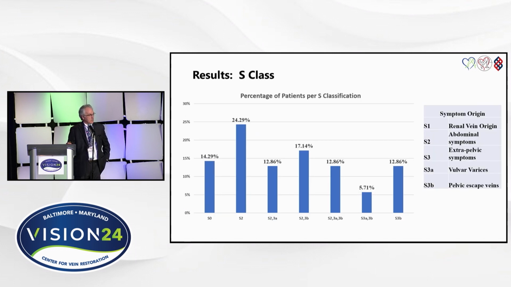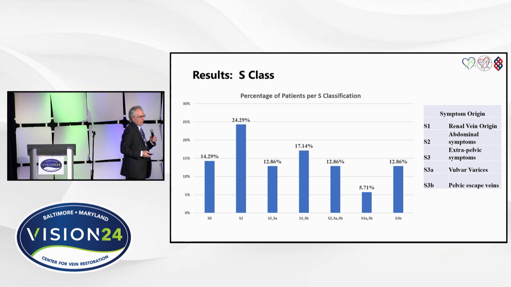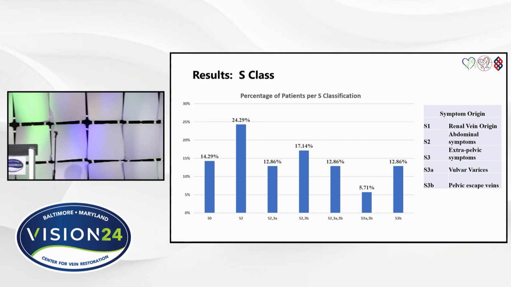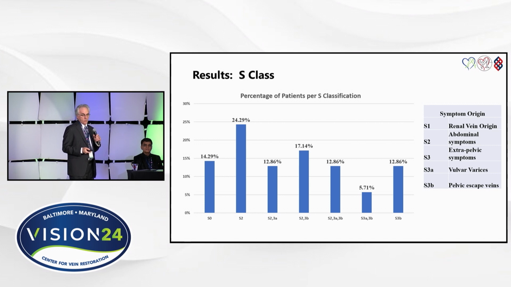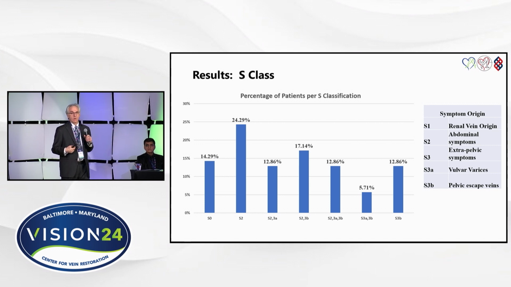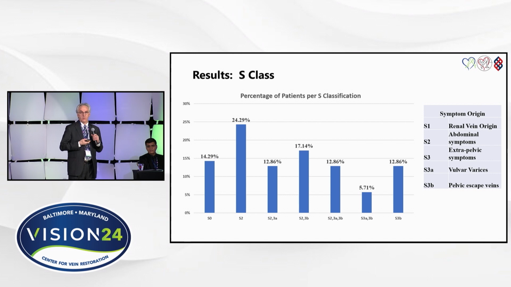Now let's look at the S class. In the S0 patient population, there was 11%, and in our S1, there was 14.9%, the S2 is 24%, S2 3A. The S2 means you have varices in the abdominal area from your xiphoid basically down to your pelvis and below the renal veins. S2 3A means you have abdominal varices and evidence of vulvar varices.